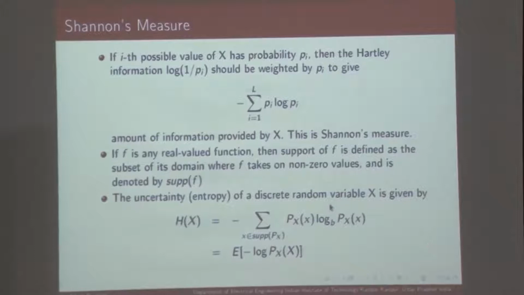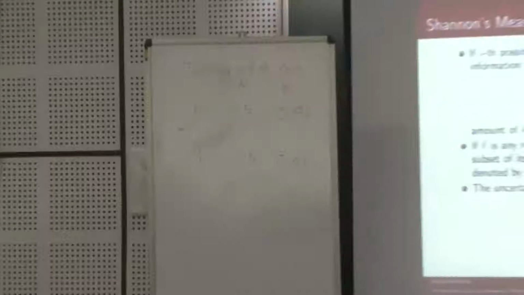And this takes care of the problem that we have in Hartley's measure of information, that he did not consider the probability of occurrence of these events.